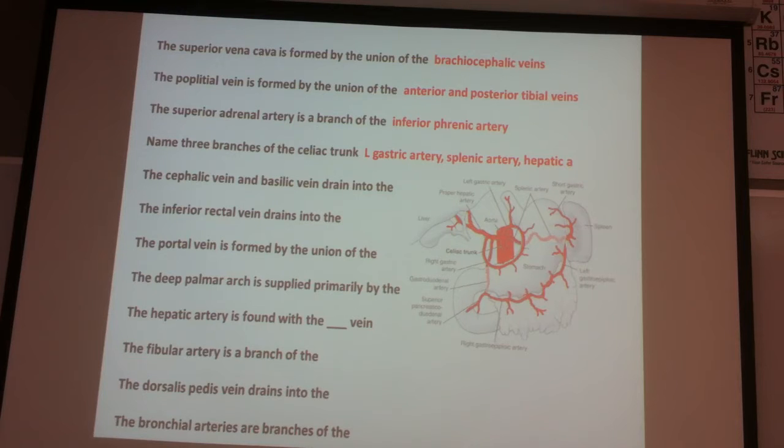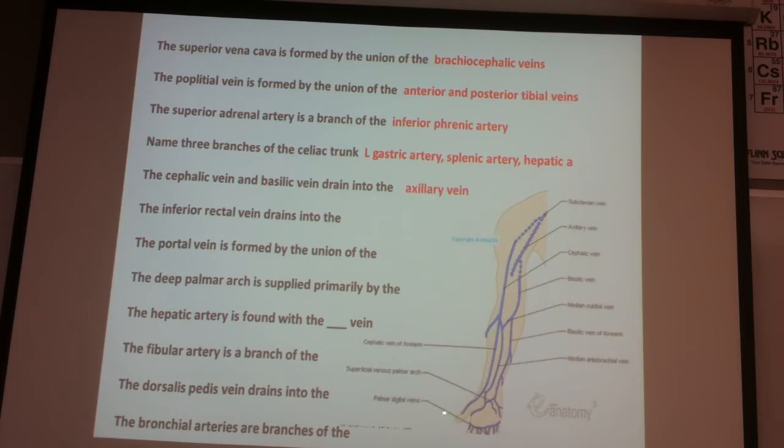Cephalic vein and basilic vein both drain into the axillary, going up towards the heart. So cephalic drains into axillary, and basilic drains into axillary. Just after cephalic empties into it, it becomes subclavian. The junction is right here, that little piece right there.